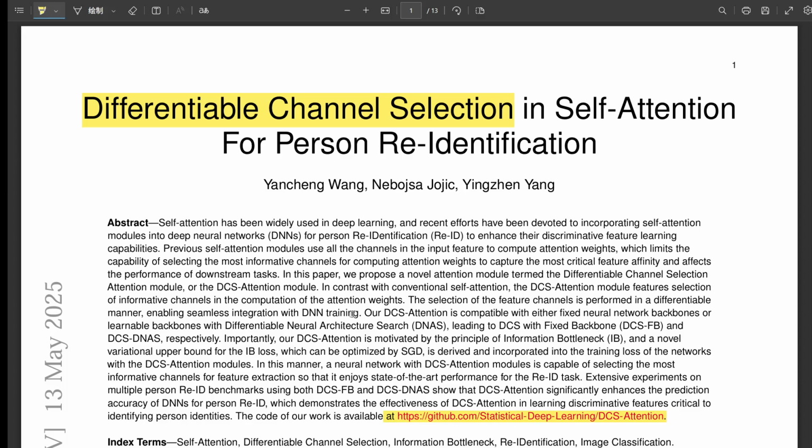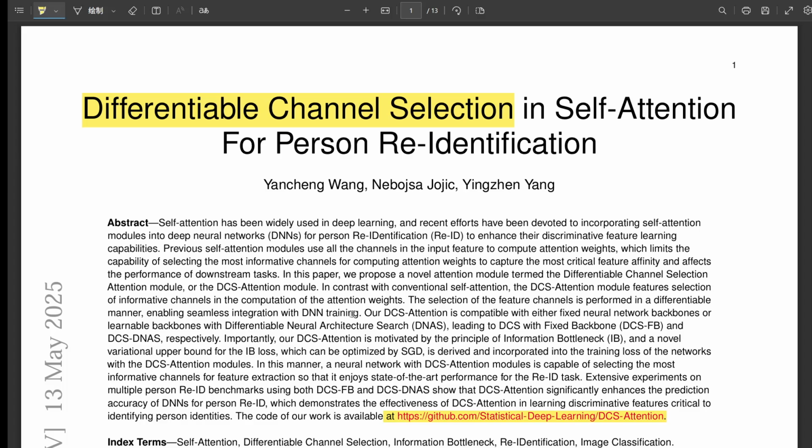Well, the standard way self-attention works is that it considers all the available feature channels when it's calculating these attention weights, figuring out what parts of the image are important. All of them, equally? Pretty much, yeah. When calculating the weights, all channels get a say.